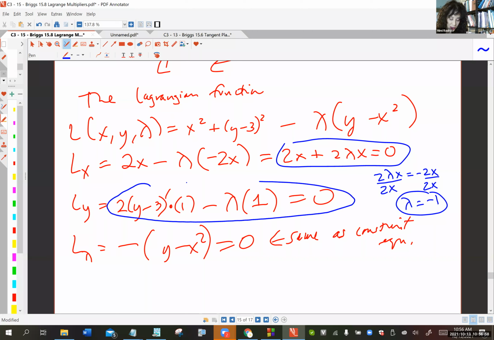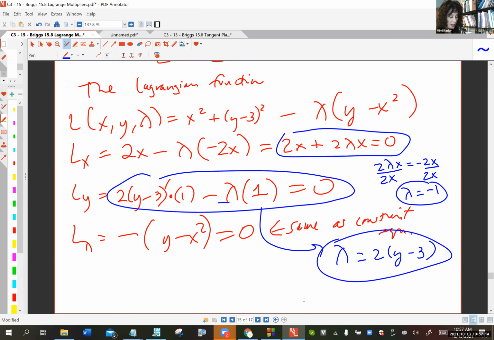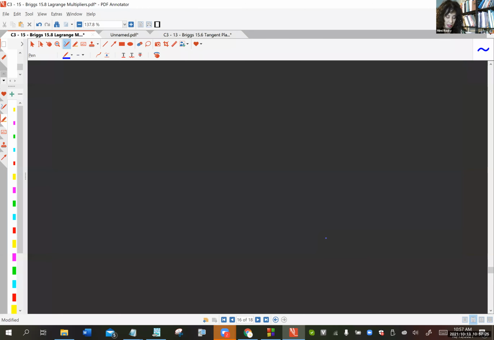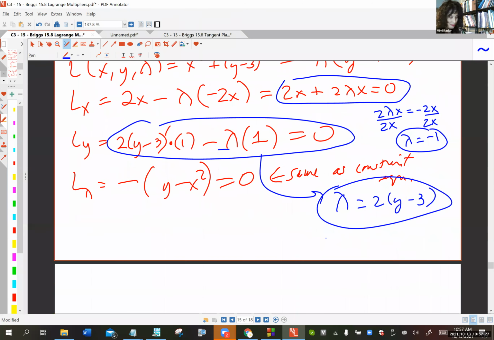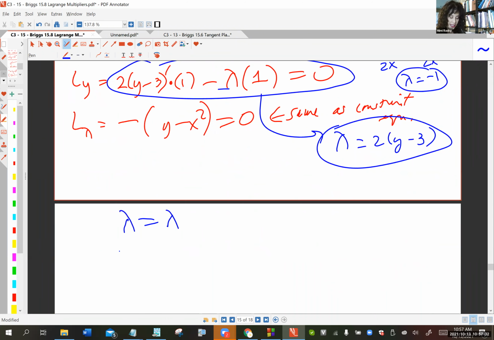So what about the other partial? Go solve that for lambda. Well, that's easy because I'll just add lambda to both sides and I'll get lambda is 2 times the quantity y minus 3. Okay, now what has to be true? Well, lambda has to be equal to lambda. That always has to be true. You can't all of a sudden go, oh, well, it's not true now. Oh, no, it is true. So lambda has to equal lambda, which means that negative 1 has to equal 2 times the quantity y minus 3.